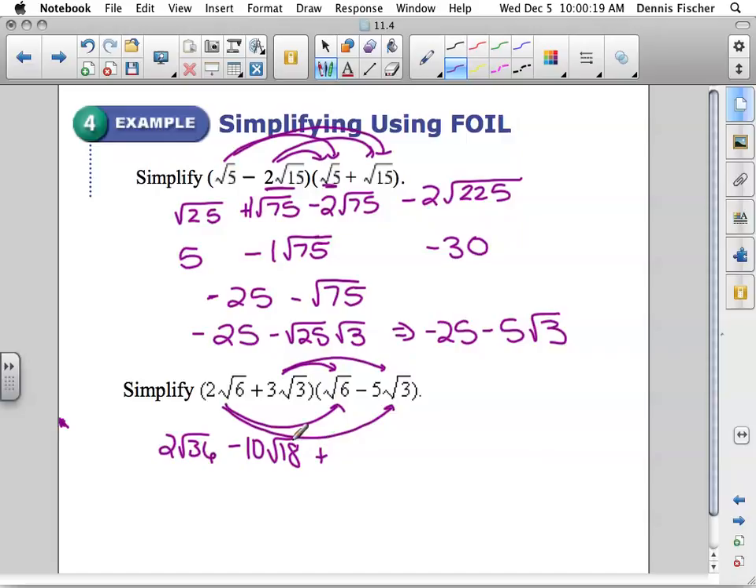Plus 3 square root of 3 times square root of 6. 3 square root of 18. And then this one times this one, 15 square root of 9. Now, just multiply. I want you to just multiply the numbers there. Go through it that way. And then we'll simplify from there.